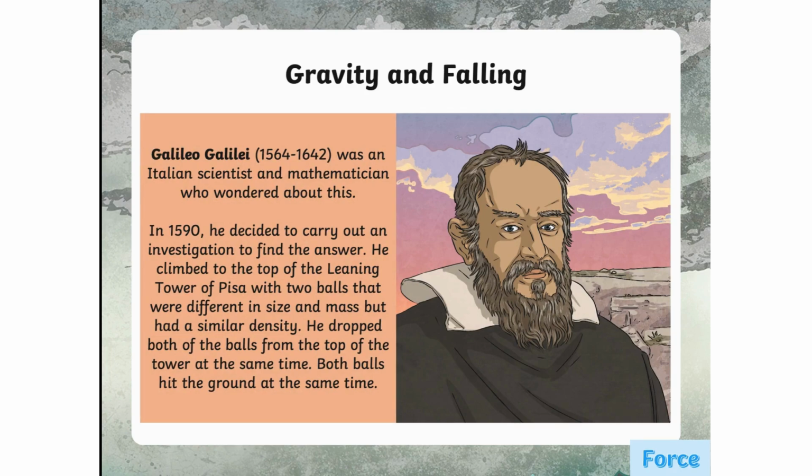Galileo Galilei, from 1564 to 1642, was an Italian scientist and mathematician who wondered about this. In 1590, he decided to carry out an investigation to find the answer. He climbed to the top of the Leaning Tower of Pisa with two balls that were different in size and mass, but had a similar density. He dropped both of the balls from the top of the tower at the same time. Both balls hit the ground at the same time. Let's see what happens.